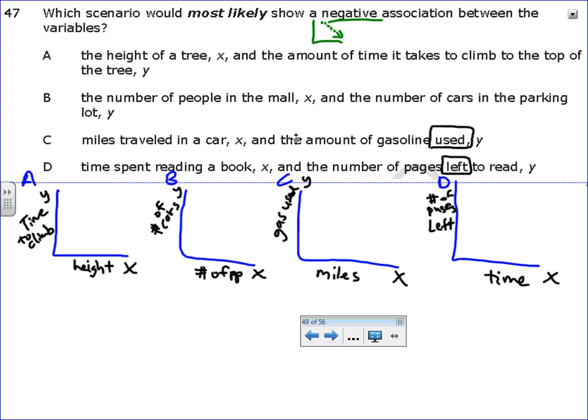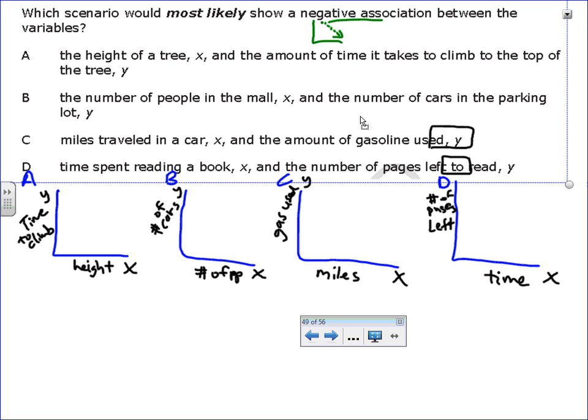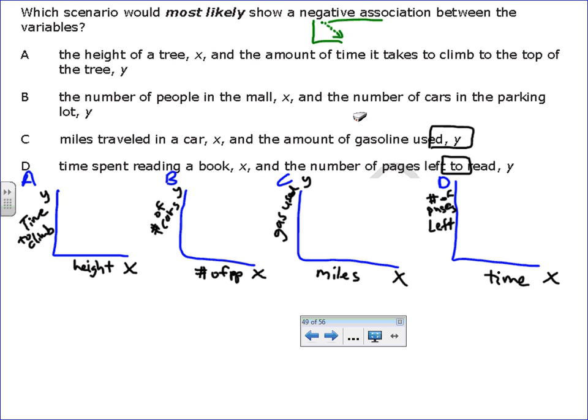This one's a little, let's slide this over a little bit so you can see them all. Okay, so pages left. Alright. Well, the height of a tree, and now the taller the tree is, the more time it's going to take me to climb it. That is a what? Positive association. So A is out.